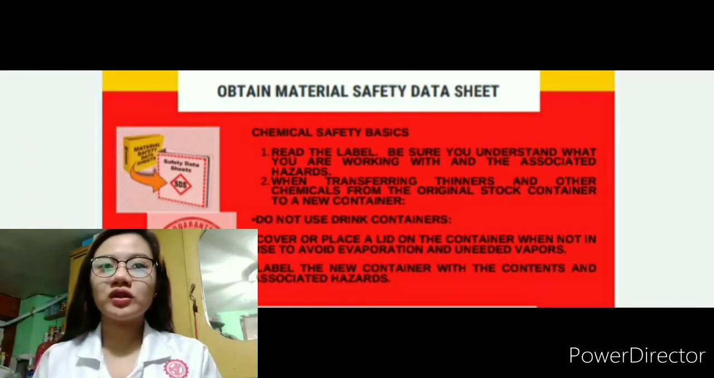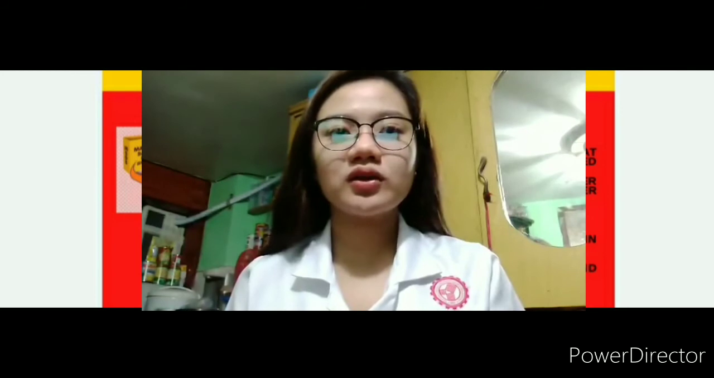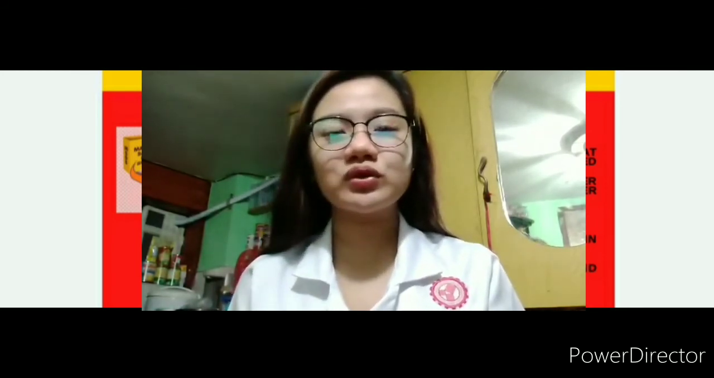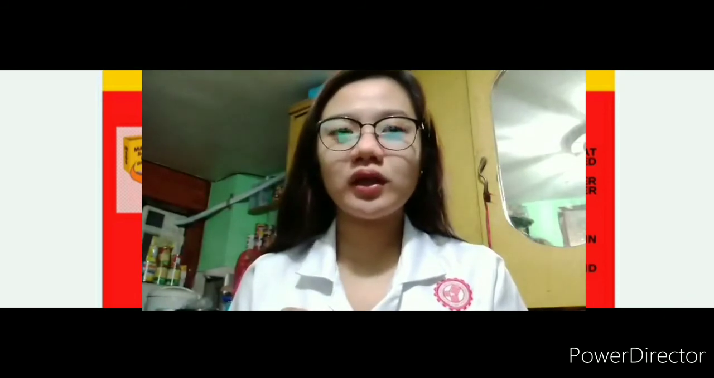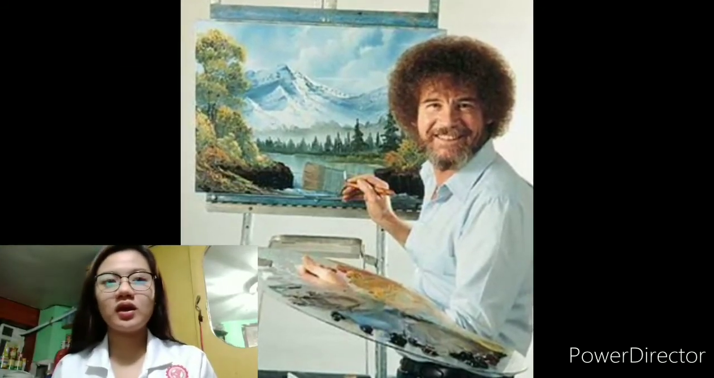Art material that contains chemicals. We should consider the chemical safety basics first. First is to read the label before you buy it. Be sure you understand what you are working with and the associated hazards, since some products are not advisable to be used by individuals and can only be used by professionals since they have more knowledge about them.